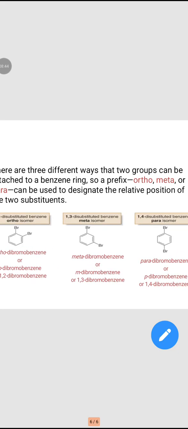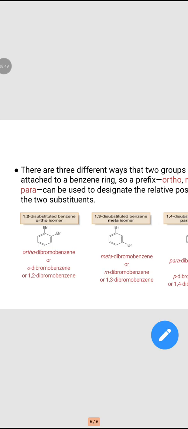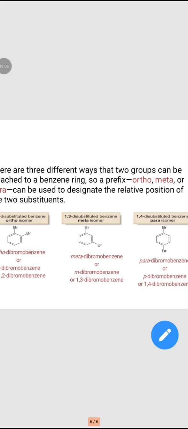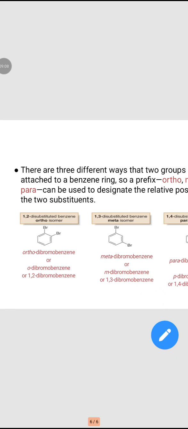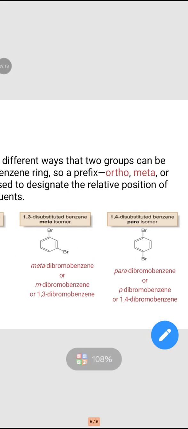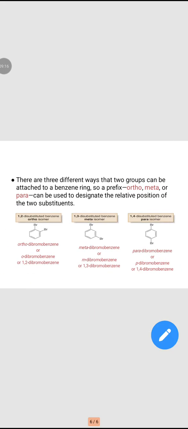So when two substituents are present, there are three different ways of naming: ortho, meta, para dibromobenzene, or o-dibromobenzene, m-dibromobenzene, p-dibromobenzene, or 1,2-dibromobenzene, 1,3-dibromobenzene, or 1,4-dibromobenzene. So these are the nomenclature of benzene.